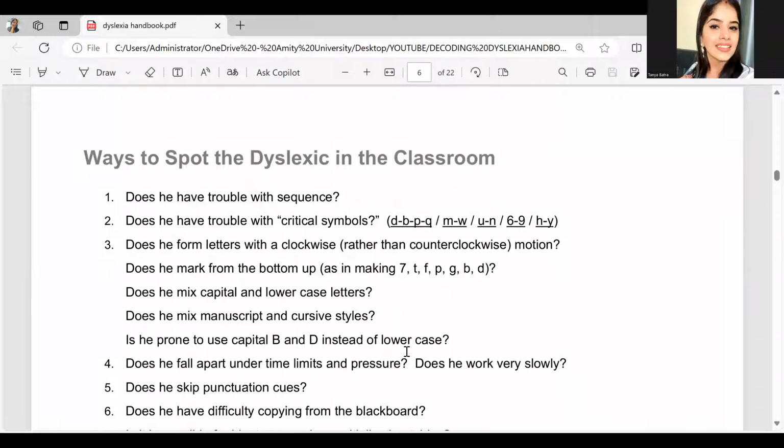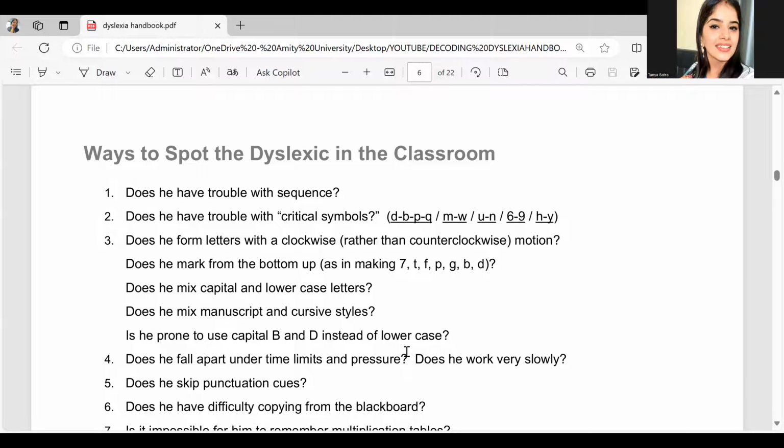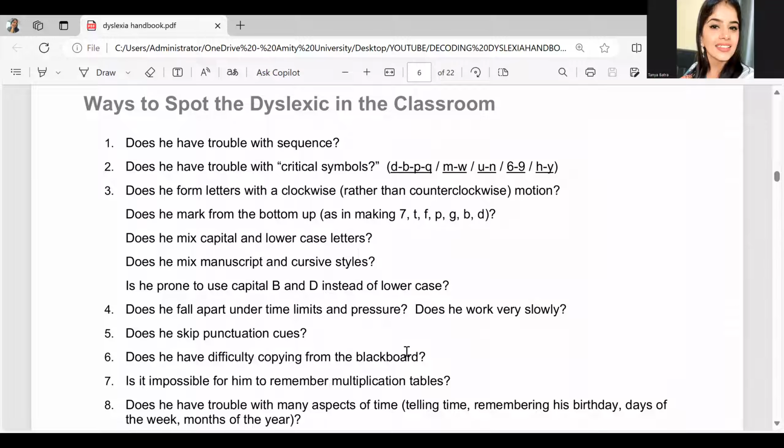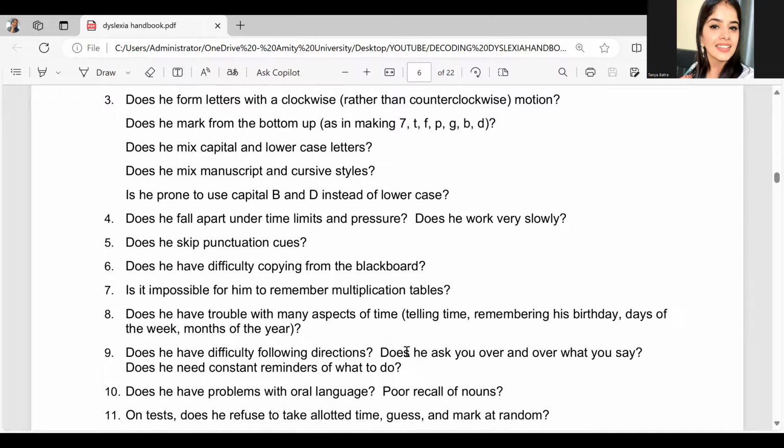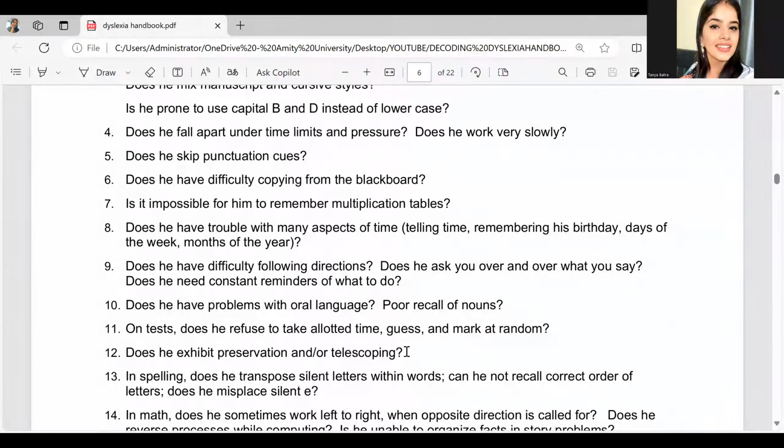Now, these are some of, you can say, the checklist which is available here. How you can spot, how you can identify a child who is having reading difficulties in your class. So this is the checklist which you can use in your classroom. I will share it for your assistance. You can definitely make use of it.